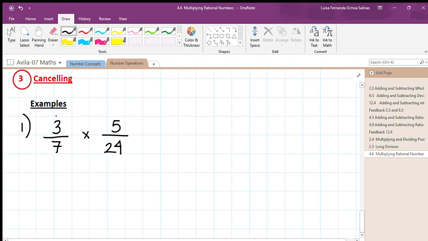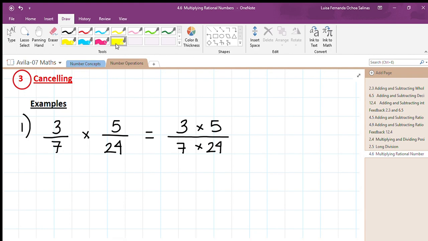Okay, first step: can I simplify the first fraction? No, I can't. Can I simplify the second fraction? No, I can't. So now this is when you're going to see why it's very useful to do the step that I asked you to do in the previous video. So you write 3 times 5 over 7 times 24. Please notice that I have a whole fraction here. It's like all of this became only one fraction with that operation.